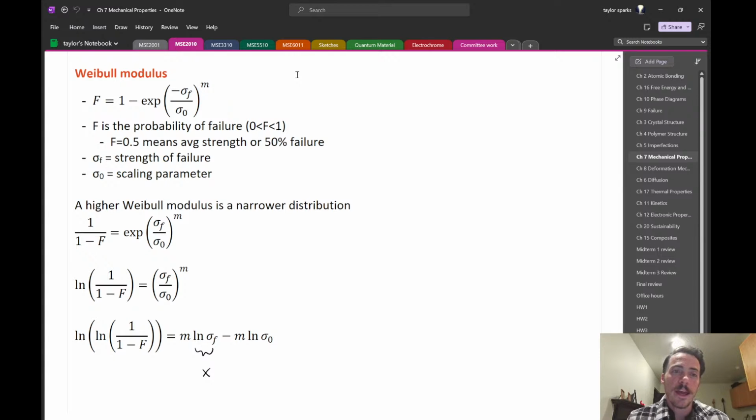Sigma naught and m are the two fitting parameters that we use to make our data fit to this equation. So sigma naught is just a scaling parameter. M is just a parameter. We give it a special name. We call it the Weibull modulus.